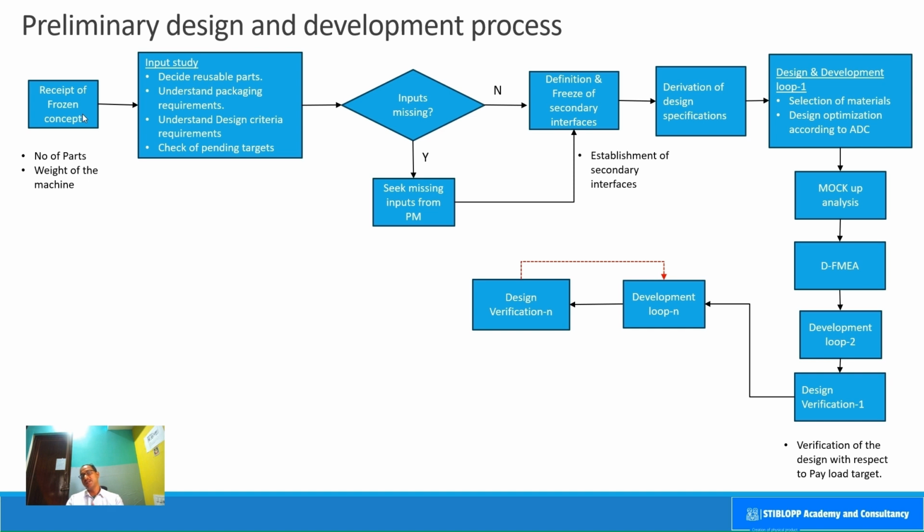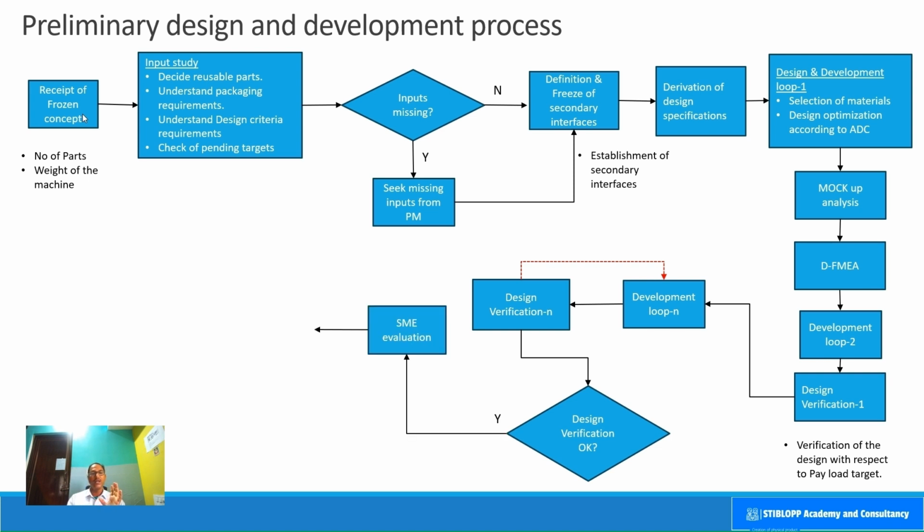So as I was explaining before, this is a continuous process and it keeps on running the loop until the payload target is achieved. And once the product design and development team is confident that they have achieved the necessary target, it is subjected to the design verification SME team. Okay, they check whether our design is okay as per the defined payload target.